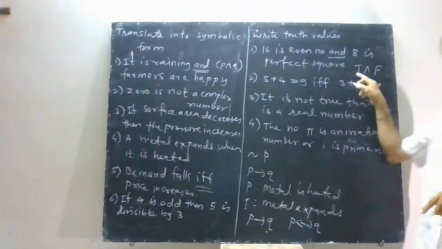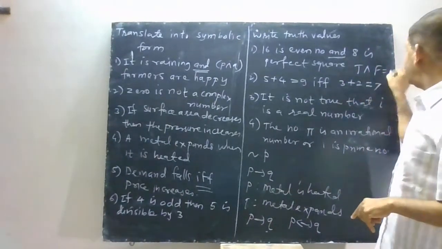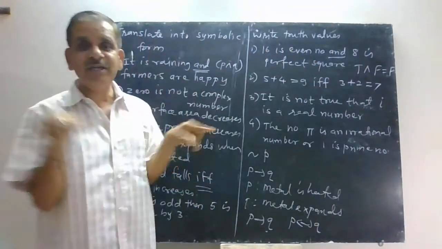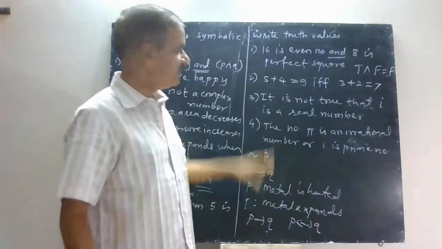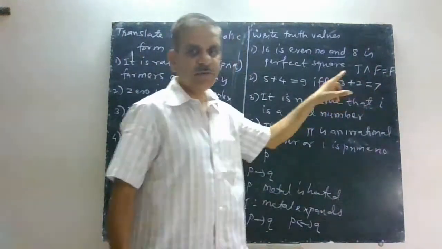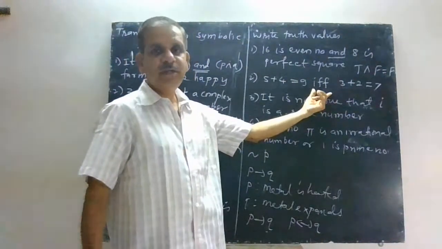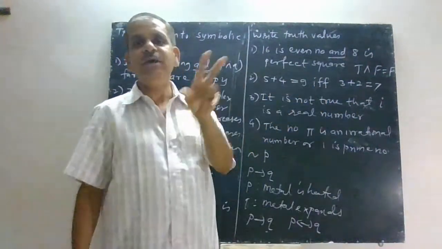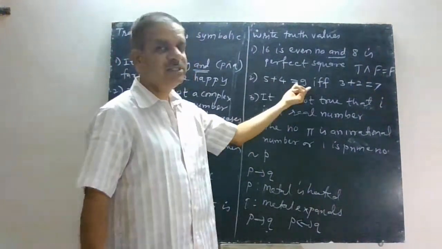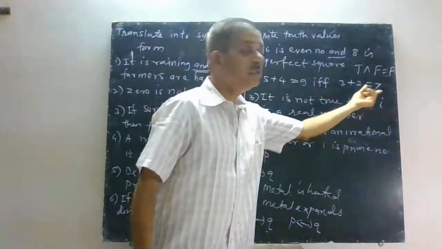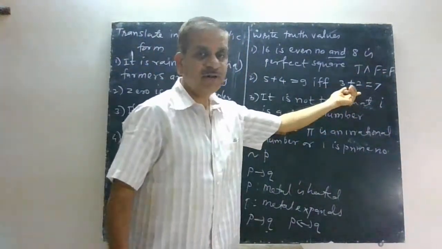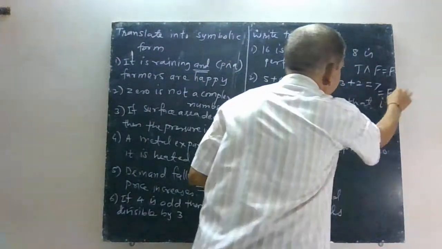Now what is the truth value of true and false? It is false, that you know. So the first statement is false. So using those truth tables, you have to decide the truth values of these statements. 5 plus 4 is equal to 9 if and only if 3 plus 2 is equal to 7. Now for the if and only if type statement, when both are true the value is true, and when both are false the value is true. Now see this one: 5 plus 4 is equal to 9, that is true. 3 plus 2 is equal to 7, that is false. So it is true if and only if false, and you know its value is false.